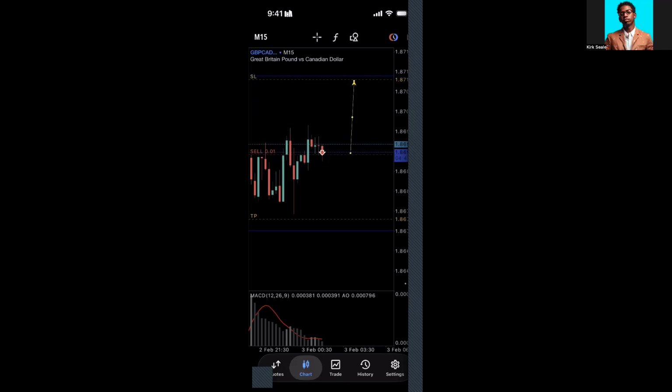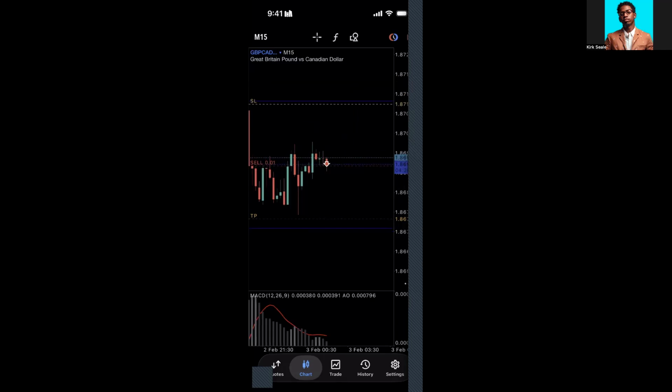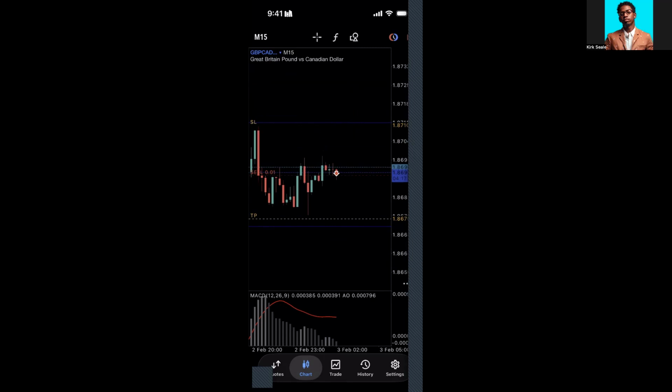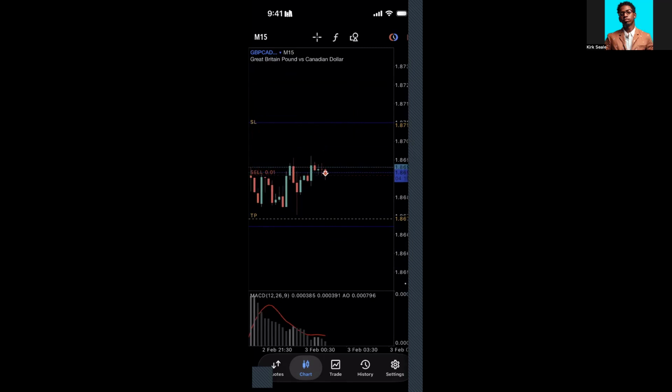0.03. All right, so I'll show you another way that we can enter a trade using this lot size, which is now going to be correct based on our account. What we're going to do is click on this icon at the top right. This one that looks like a circle, like a clock.